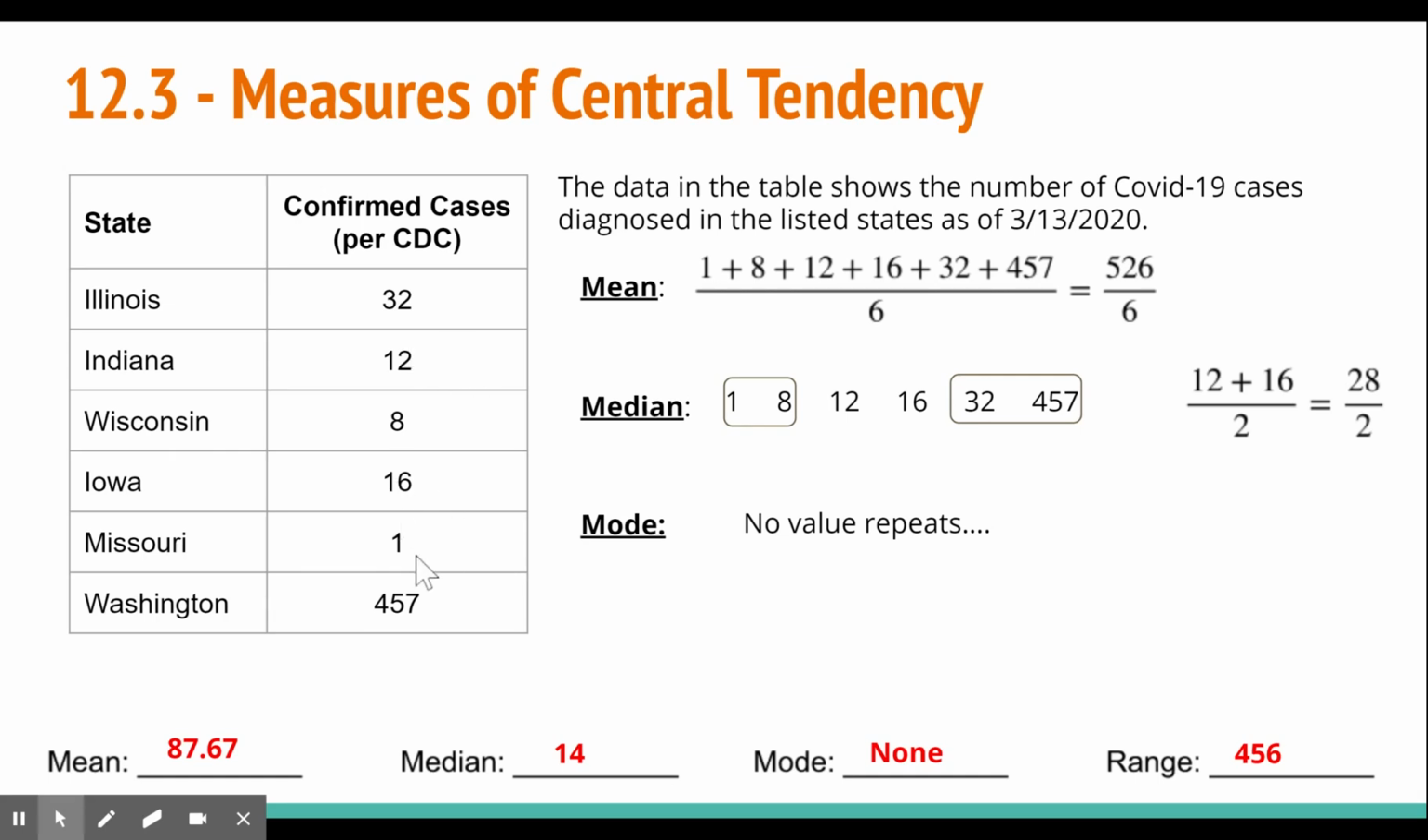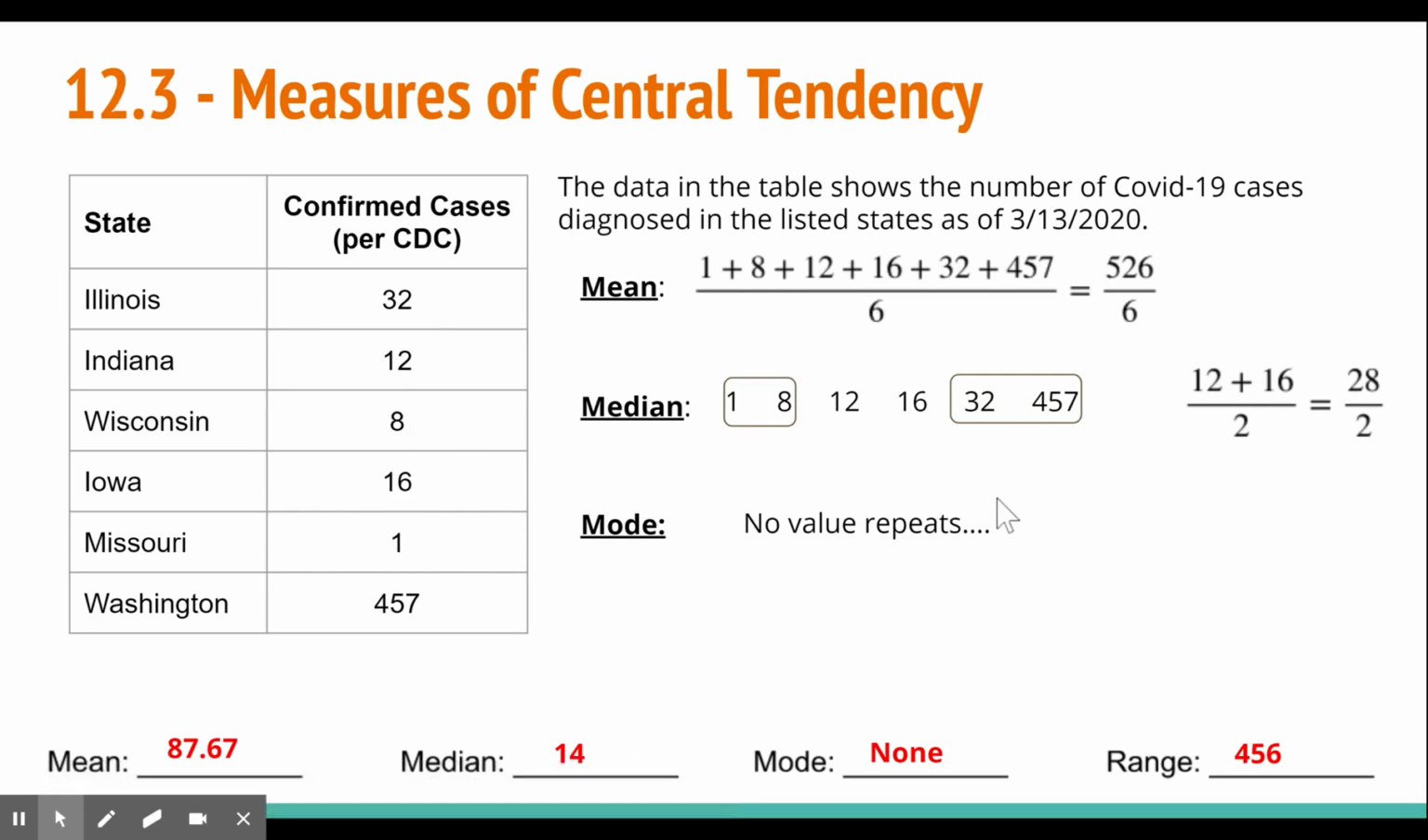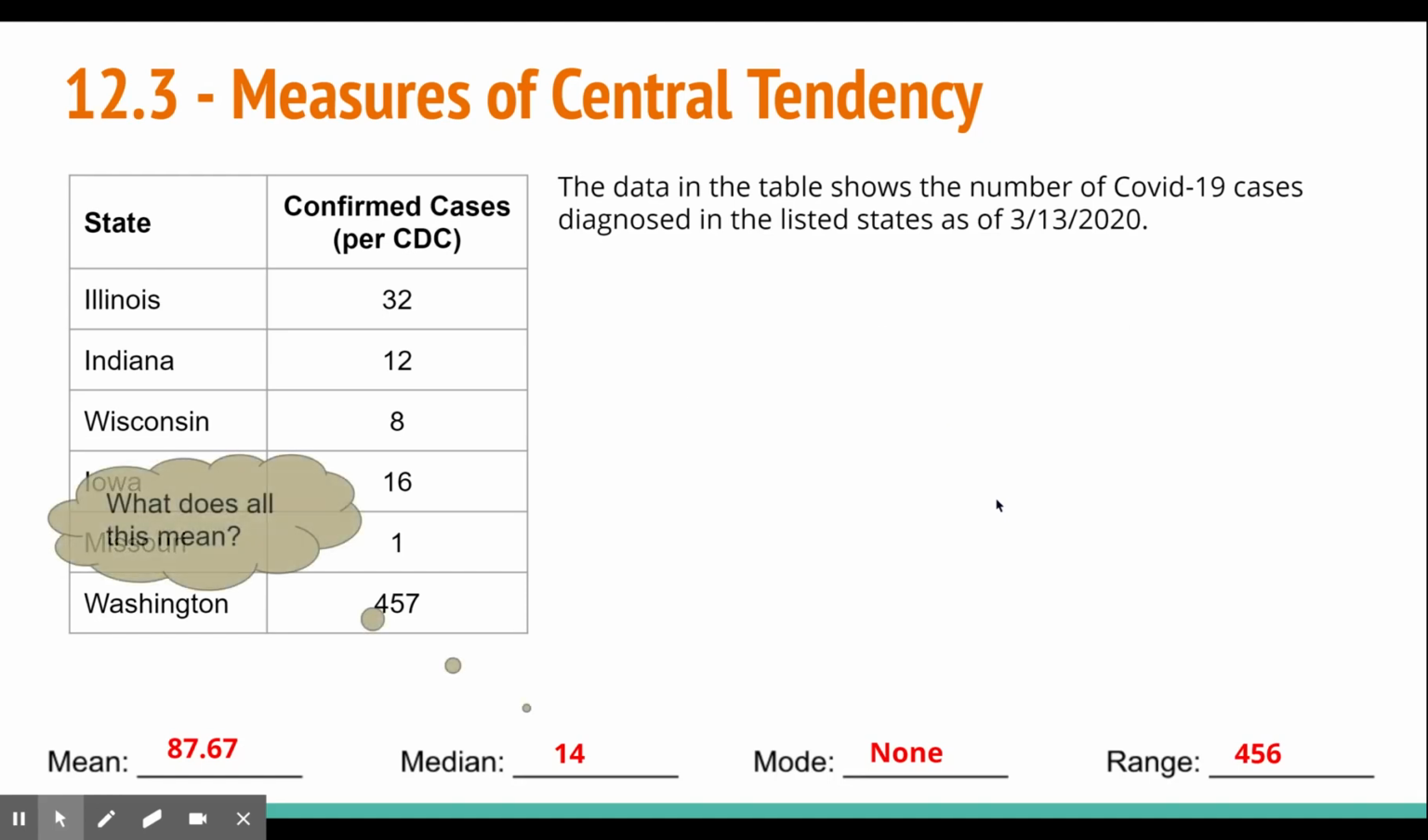87 is far away from the 457. It's far away from even 32. Whereas if you look at our median of 14, that gives you a better idea of what numbers we're dealing with. 1, 8, 12, 16, 32, those are all relatively close to 14. So this 457 is an outlier. It's a lot bigger than the others, and it impacts our measures of central tendency, making some make a little more sense than the others.